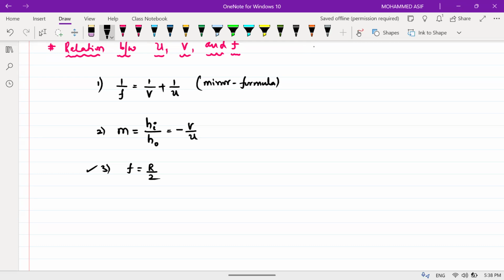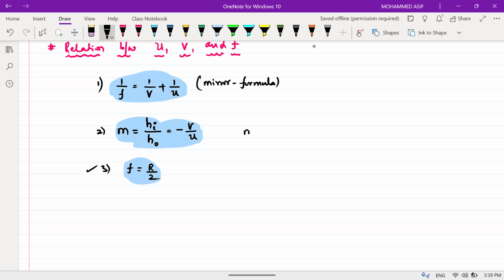Then, madam, what is the mirror formula? Mirror formula is 1 by V plus 1 by U is equals to 1 by F. Magnification means size of image by size of object. That is nothing but equal to minus of V by U. And relation between focal length and radius of curvature is F is equals to R by 2.